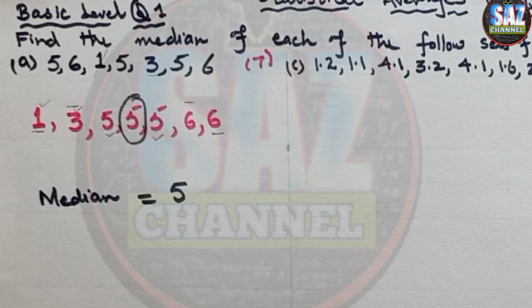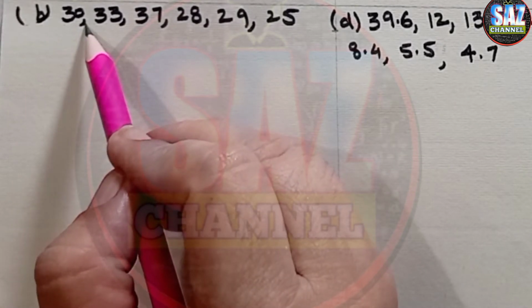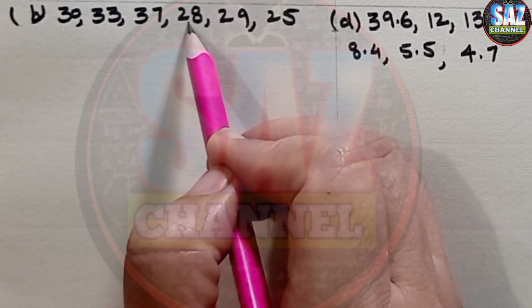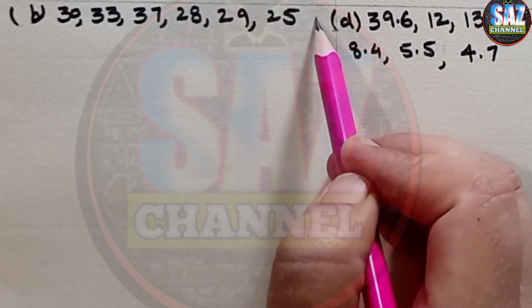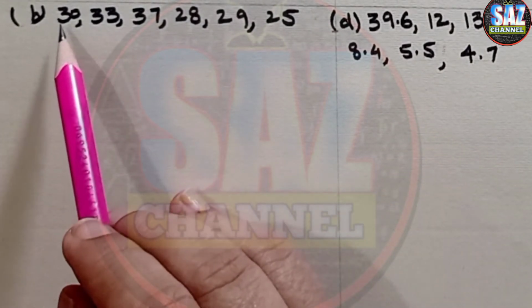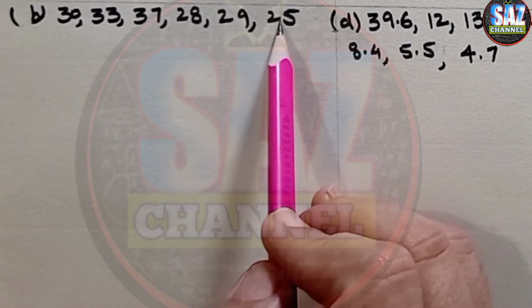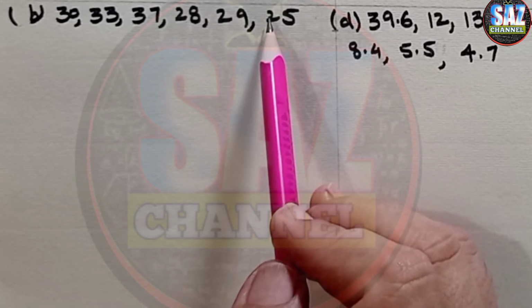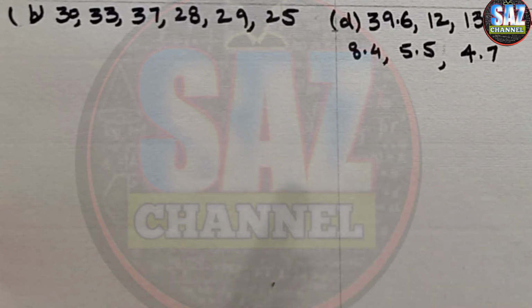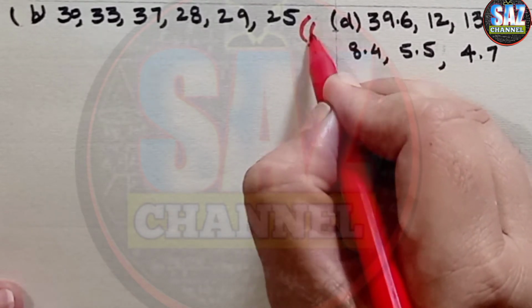Moving to the B part. The B part says the values are 30, then 33, 37, 28, 29 and 25. Now first observe whether the data is even or odd. 1, 2, 3, 4, 5 and 6. Yes, 6 observations, so it means 6 is an even number, so the data is even.